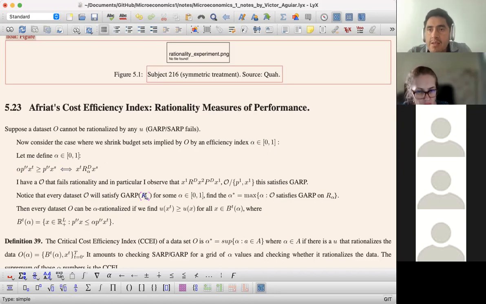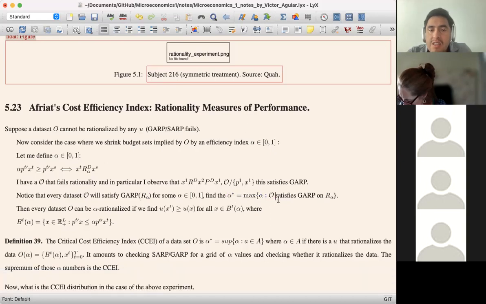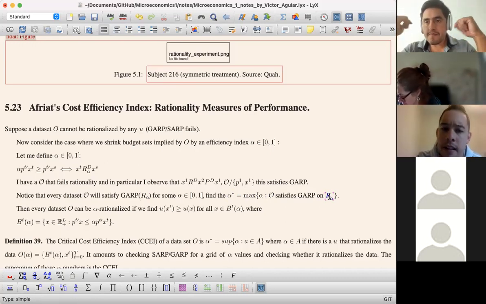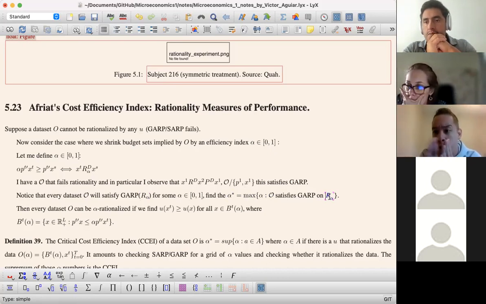So how do you pick one number that makes sense for our measure? Well, you take the maximum alpha such that the data set satisfies GARP on the preference alpha. Okay, understood? So this means, for instance, that, yes, Professor. The maximum alpha warrants that I am trying to be as close as possible to completely rational behavior. That is the intuition. Yes. So for instance, if you have a rational person, the alpha will be equal to 1, right? Okay. Thank you.